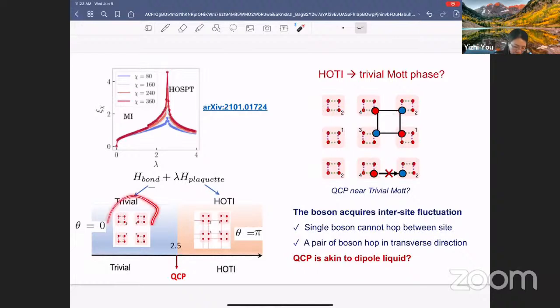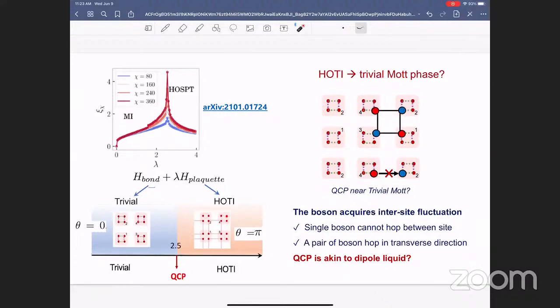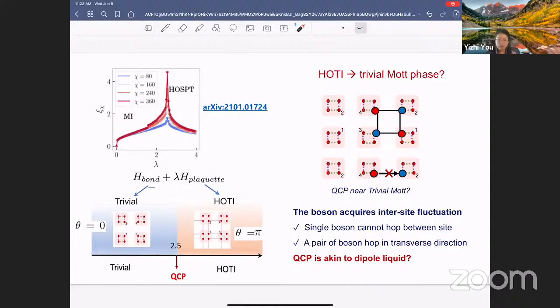Suppose we're in the trivial Mott insulator phase where the hard-core bosons are just localized within each unit cell. And then we try to turn on lambda, try to turn on the plaquette interaction. Once the plaquette interaction becomes comparably large, it will allow the transport of the boson between sites. However, because we only have subsystem U(1) symmetry constraint and we only have a ring exchange term between the sites, a single boson is impossible to hop or transport between the sites.